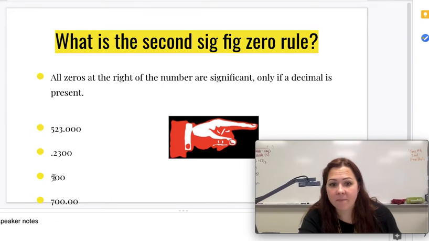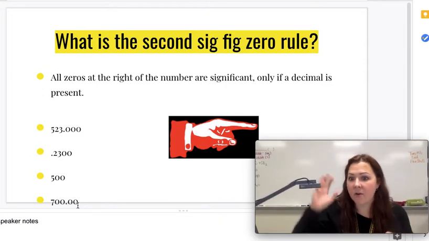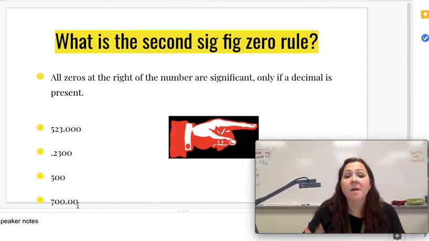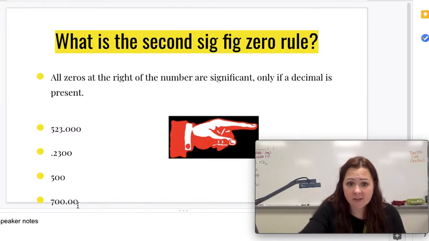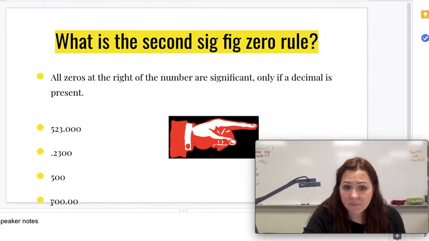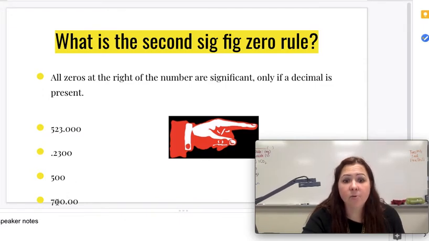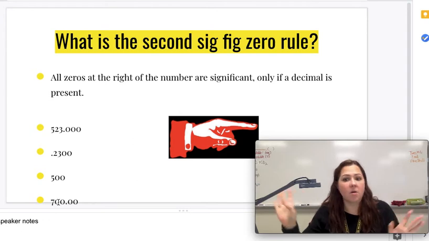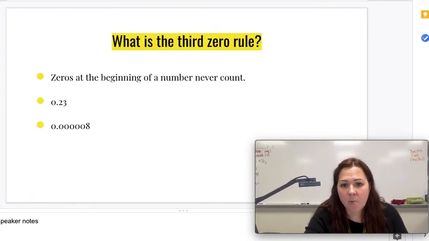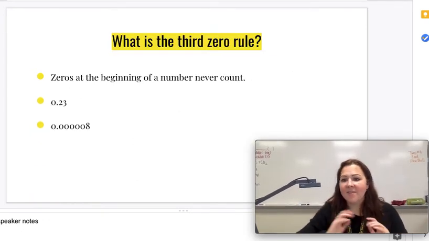Now underneath that, again, we're showing precision. We have 700.00. So somebody read something out, it has exactly 2 decimal places, so that number has 5 SigFigs. That 7, you're going to count that. And then all of the zeros to the right count because there's a decimal place present. So it doesn't matter where the decimal place is, if you have a decimal place, zeros to the right of the number, they all count. No decimal place?